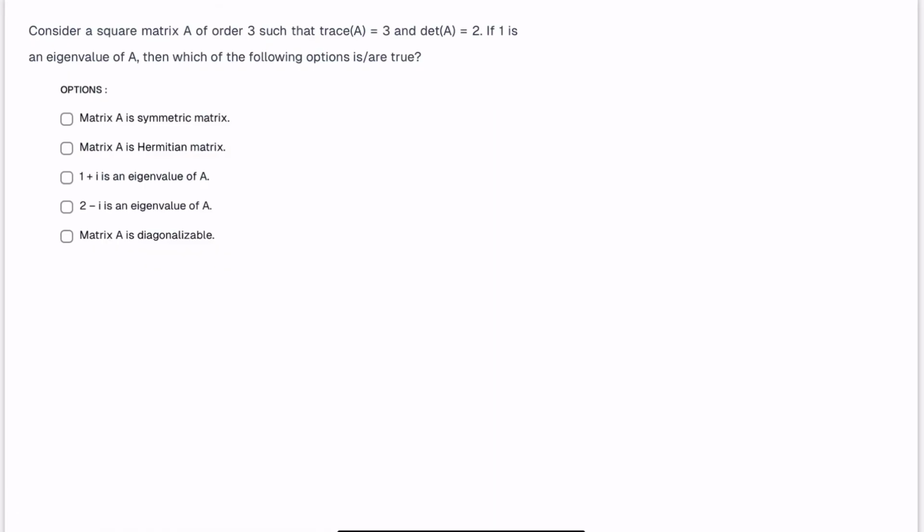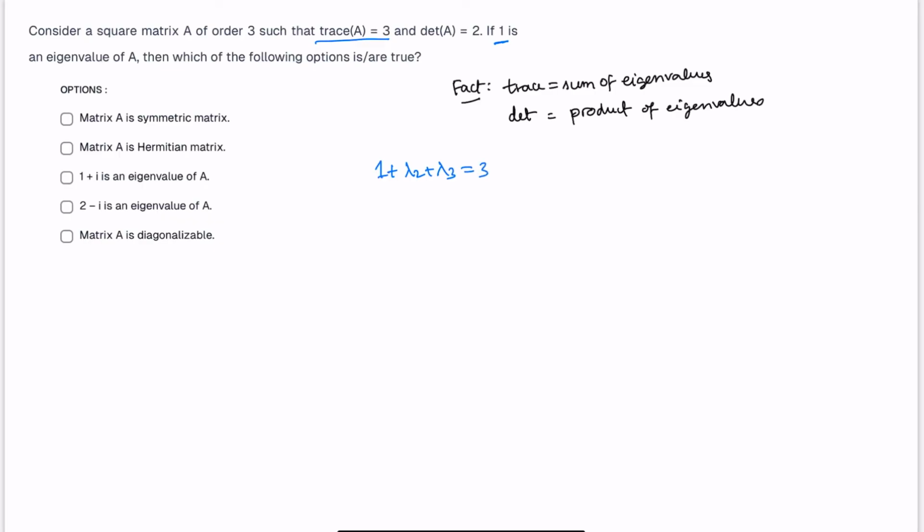Now consider a square matrix of order 3, such that trace is 3, determinant is 2. Now we will use the fact that the trace is nothing but the sum of eigenvalues and determinant is nothing but the product of eigenvalues. Using this very simple fact, and it's also given that 1 is one eigenvalue, we can conclude 1 + lambda 2 + lambda 3 is equal to 3, the sum of the eigenvalues, and 1 into lambda 2 into lambda 3 will be equal to 2.